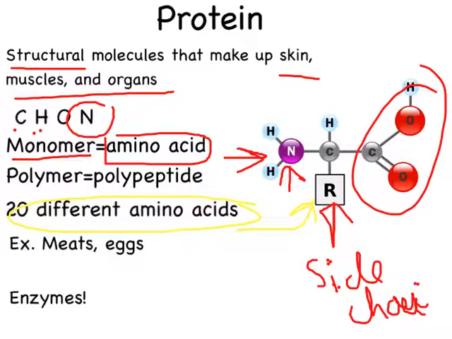Okay? Some examples of protein that you should make sure and write down are the meats, eggs, and lovely enzymes, which we're going to get lots of fun to talk about. Enzymes help us to break down things and make reactions in our body happen a lot faster. And without enzymes, our bodies would not be able to function the way they do.